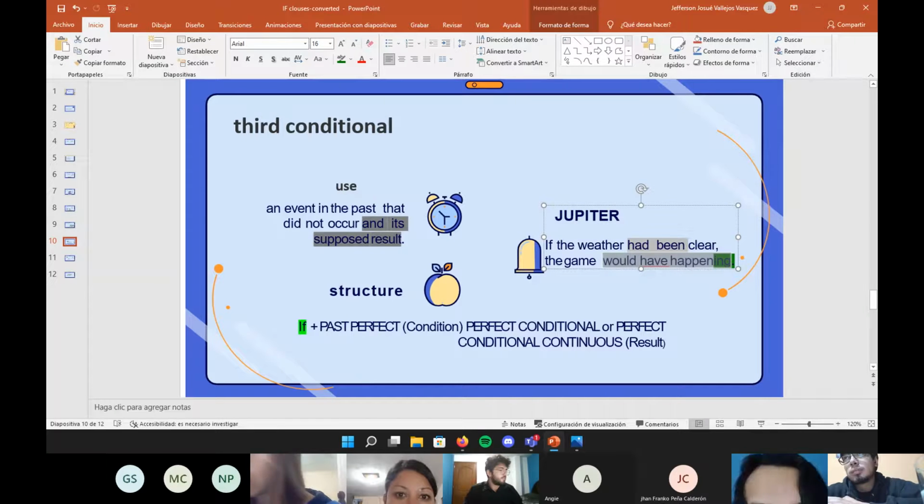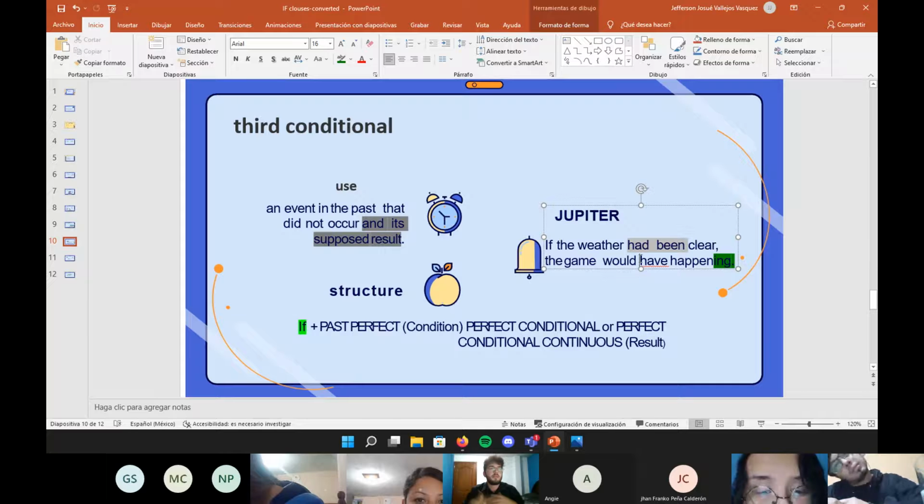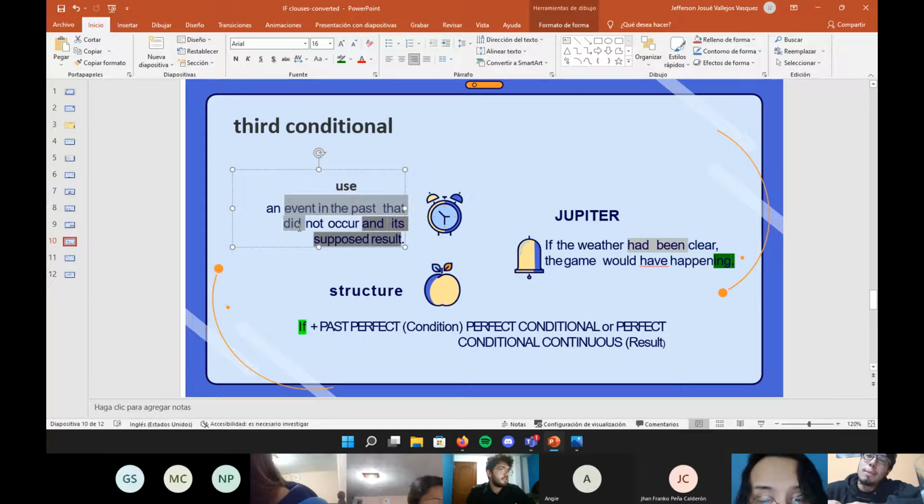Any volunteer? El juego hubiese sucedido, el juego hubiese pasado. Aha, yes, that's right. El juego se habría dado. Well, something like that, okay? As you can see, an event in the past that did not occur, okay?